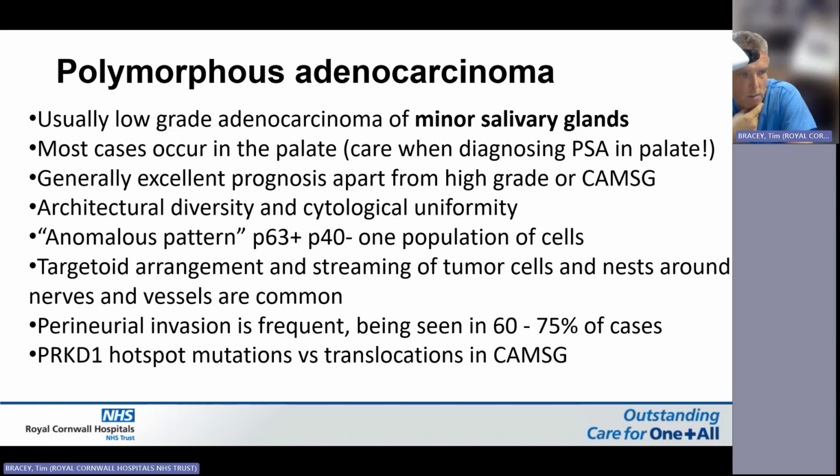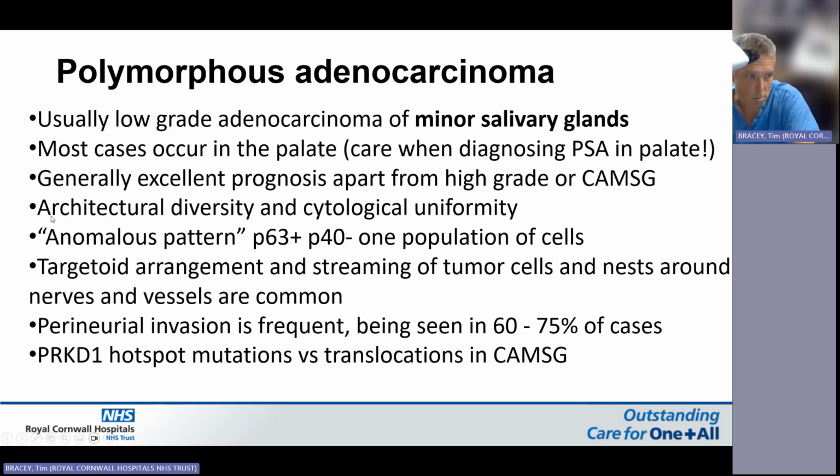The hardest differential for me is an incisional biopsy, which looks a bit like a pleomorphic adenoma and a bit like this. And sometimes the diagnosis is not possible to resolve. Generally has an excellent prognosis, apart from high grade, or what's this called, this new-ish entity called cribriform adenocarcinoma of the minor salivary glands, which is a variant of polymorphous adenocarcinoma.